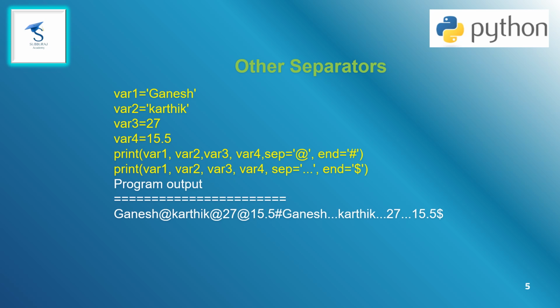Look at the last print statement. Here the separator is 3 dots. You can use anything, and the end is $. So the output is, because we didn't use a new line character at the end of the first print statement, the cursor will remain after 15.5 and hash, because we have said the end is hash. So from hash, it will print Ganesh, 3 dots, Karthik, 3 dots, 27, 3 dots, 15.5, and finally it will insert a dot. So we have modified the printing as we like.